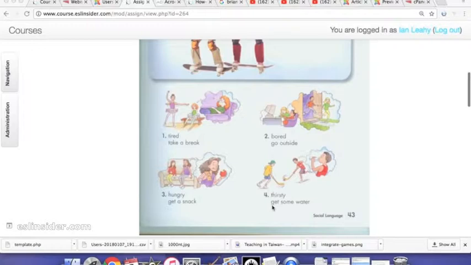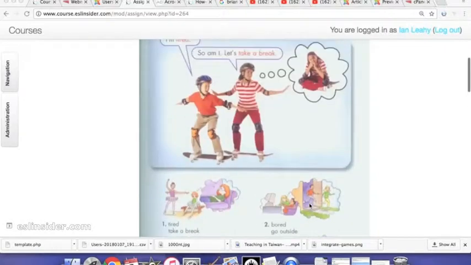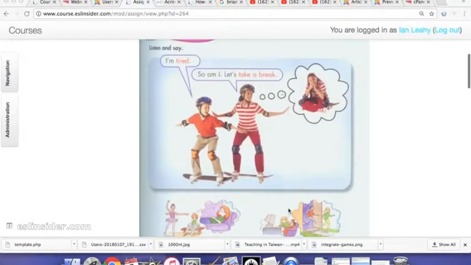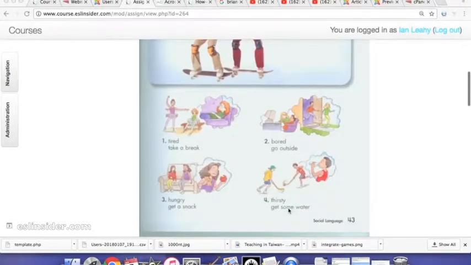So everybody says, I'm thirsty, let's get some water, right? Or, so am I, let's get some water. Okay, so do a lot of drilling, a lot of chanting, have a lot of variety in there, instead of just everybody saying after you. Mix it up. First you start with everybody, then break it down: boys, girls, individuals, groups, this group or that group.